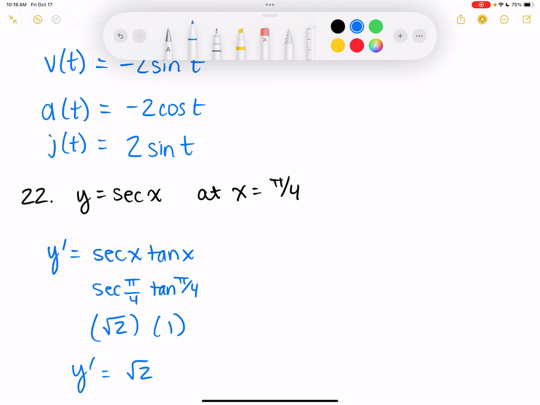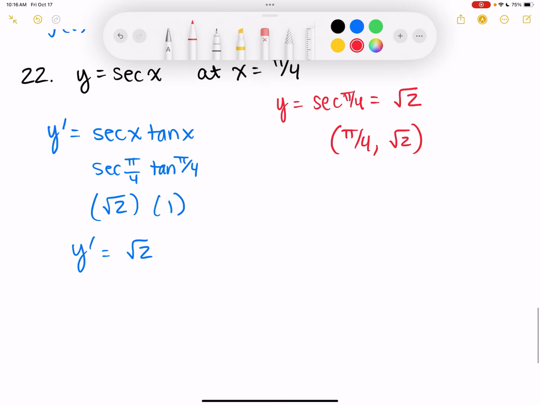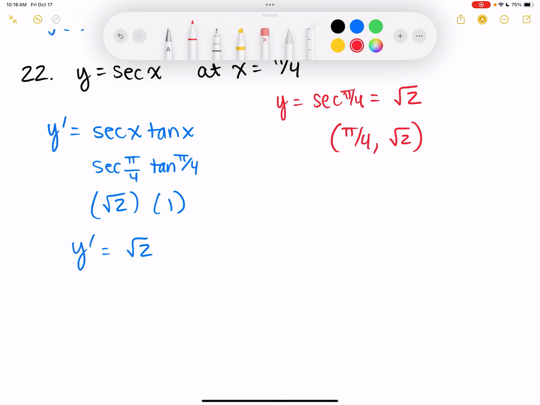To find the y value of this equation, though, I know x, I need to plug in pi over 4. So the secant of pi over 4 is just root 2. So the point that I'm using is pi over 4 and root 2 to write my equation. So then my tangent line: y minus root 2 is equal to root 2 times x minus pi over 4.